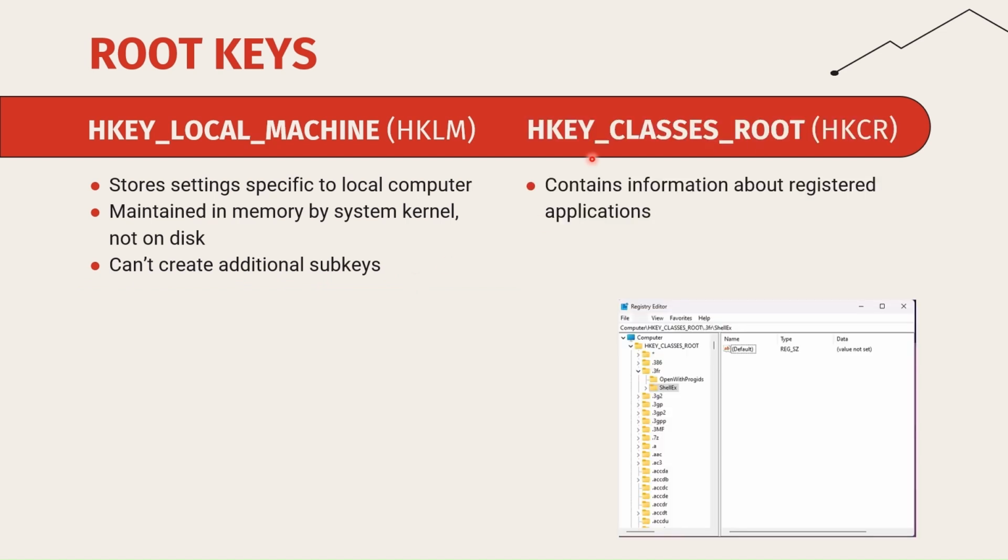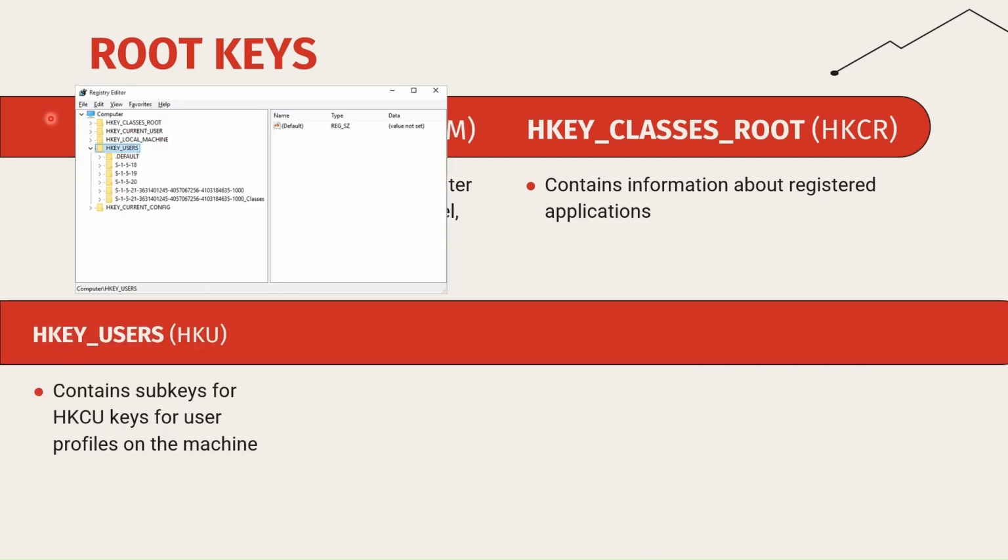Another one we might look at is HKEY_CLASSES_ROOT, and this contains all information about registered applications. As we see here in this little example, I've opened up HKEY_CLASSES_ROOT and there are all these weird random letters and stuff like that. These are all applications that are registered by authorities and organizations, meaning it's okay to have on your computer. We have HKEY_USERS, and in the little example here of me opening that up, this contains all the subkeys for HKCU keys for user profiles on the machine.